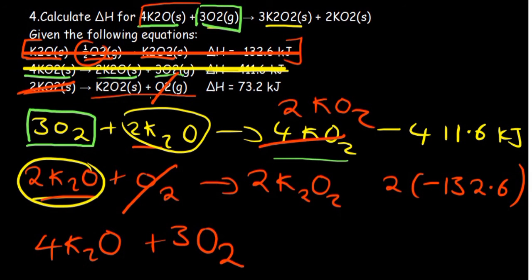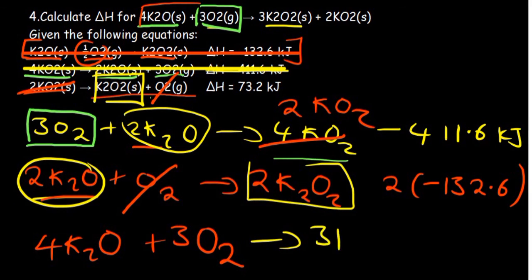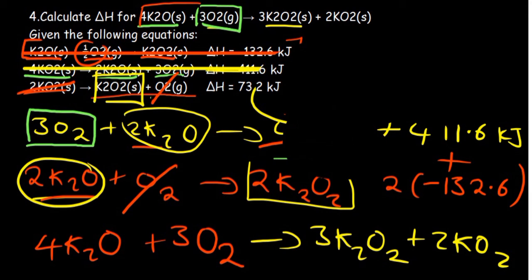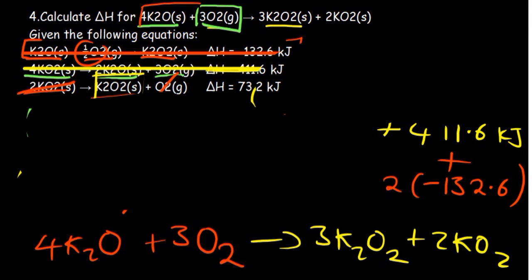Okay. What else do we have on the products? So on the products, we're remaining with that guy plus, which one is it matching with? This one, which will give us a 3. And then what else? We're now remaining with that guy, 2KO2. So this now matches up with the equation that we have as our main equation. So this gives us the power to add what we have as the enthalpies to give us the final enthalpy for our reaction of interest. So that is what we're remaining with.